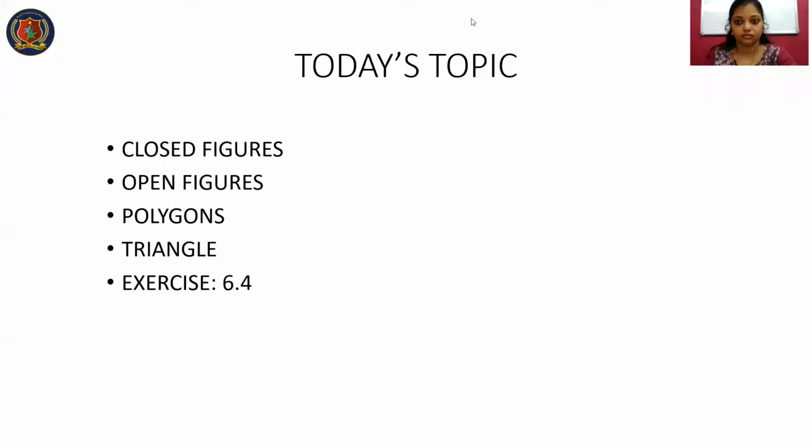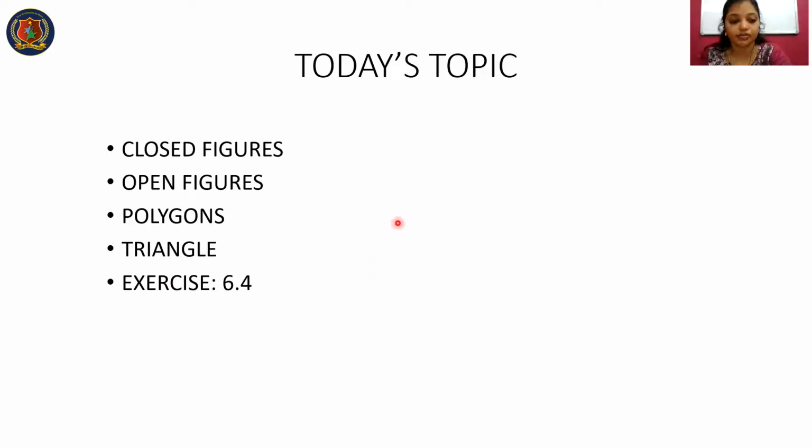Today we are going to see chapter 6, geometry. In exercise 6.4, we will see closed figures, open figures, and what a triangle is. How many sides, vertices, and angles does a triangle have, and how can we form one? That is what we are going to see in this exercise, children. Are you all ready to see that? Today's topic: closed figures, open figures, polygons, triangles, and exercise 6.4.